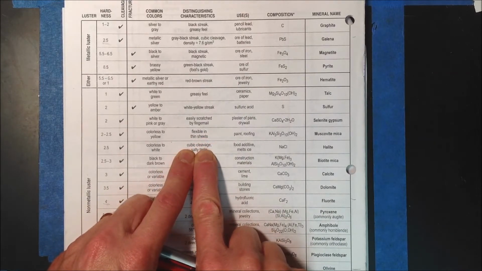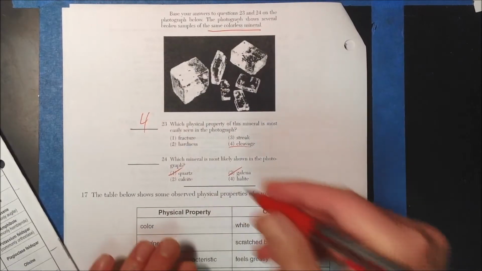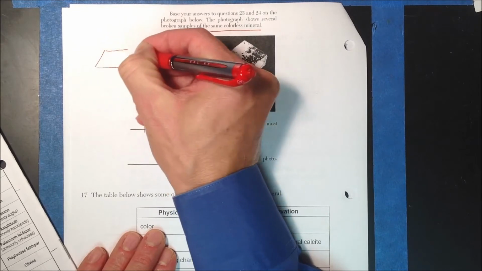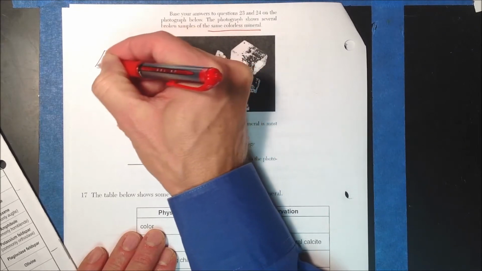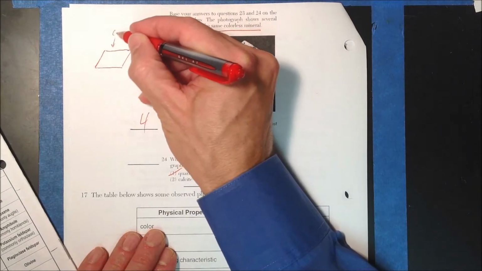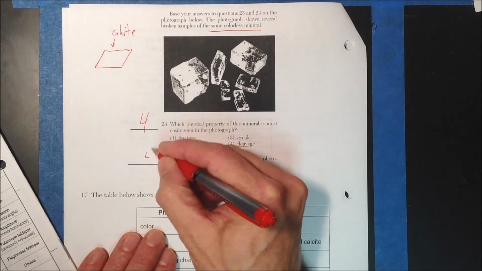Halite has cubic cleavage. Calcite has rhombohedral cleavage, and rhombohedral cleavage looks more like this. I'm never great at drawing it. Rhombohedral cleavage is like that, okay? That is what calcite has. Calcite's like this. But halite, the cubic cleavage is this. Therefore, it is halite.